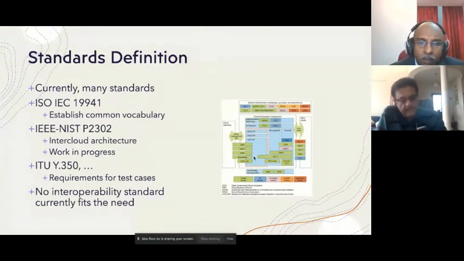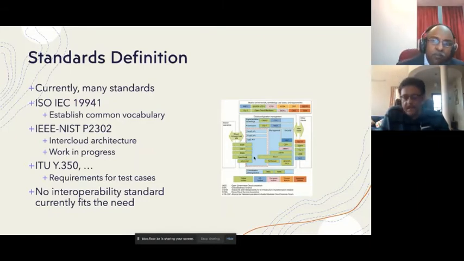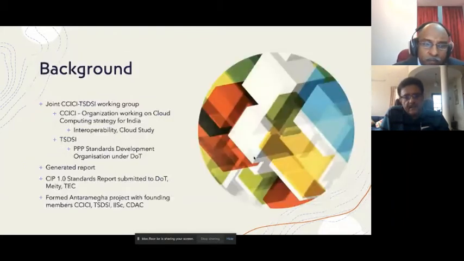Okay, now given these situations, and your bullet point says no interoperability standard currently fits the need. So what are you doing in CCICI towards the interoperability standards? Great. So the short answer to that is that we are trying to fill the gap. Long answer, so let me talk about it. I'll first give some background.